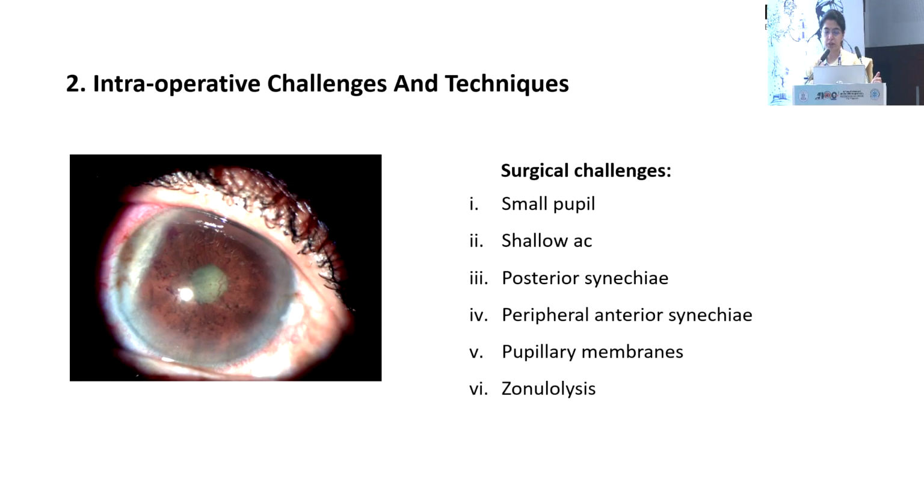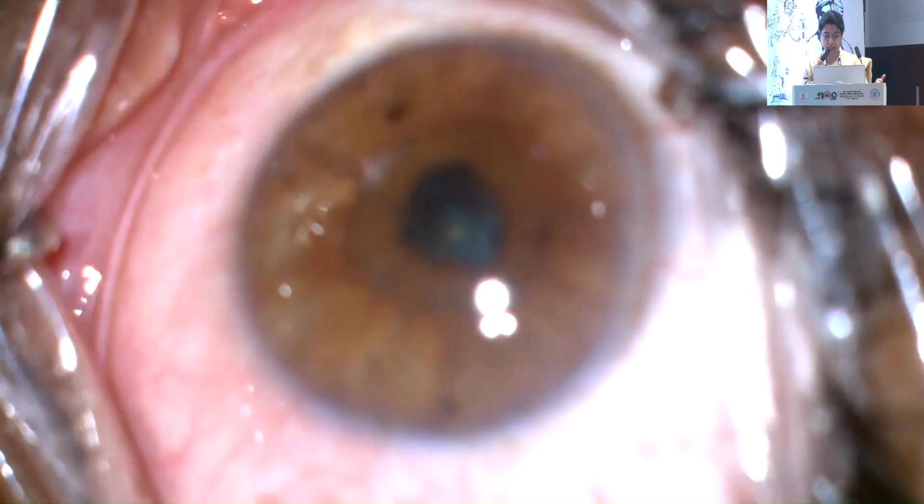Now, what are the intraoperative challenges and techniques? Of course, the pupils are small, the AC is shallow, you get posterior synechiae and peripheral anterior synechiae. You have to deal with all these problems, and surgery should be planned properly. I'll show two cases, two eyes of the same patient. In one, I have used iris hooks, and in the other, I have used a B-hex ring.